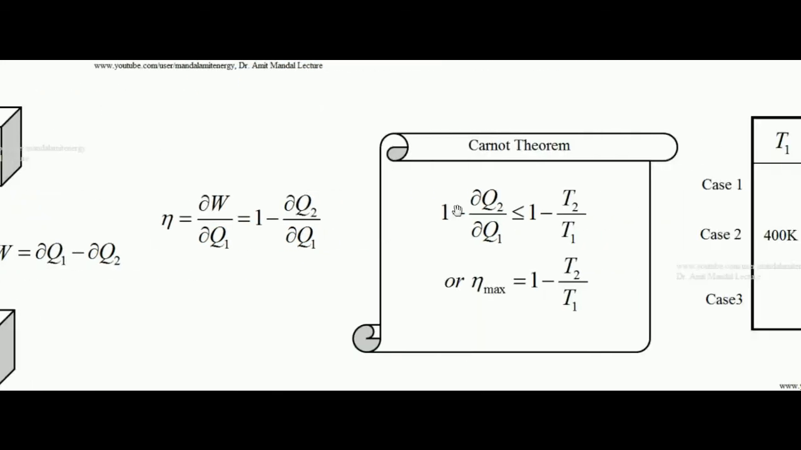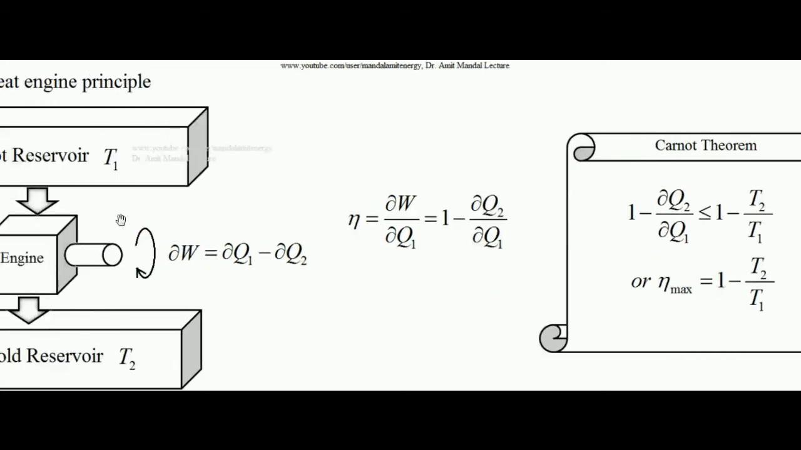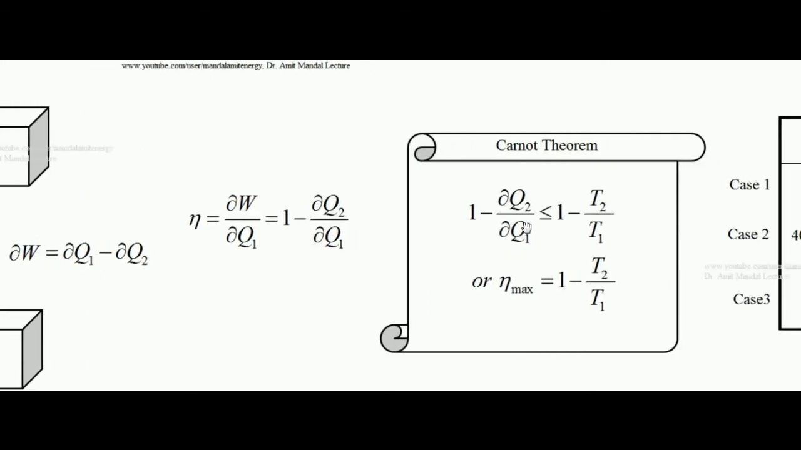Now, what is Carnot theorem? Carnot theorem says that this efficiency, 1 minus del Q2 by del Q1, is always smaller than or equal to 1 minus T2 by T1. Here T2 and T1 are the cold and hot reservoir temperatures respectively. T2 is the temperature of the cold reservoir, T1 of the hot reservoir. So it is always less than or equal to this. It means that the maximum efficiency of an engine will always be 1 minus T2 by T1. So eta max equals 1 minus T2 by T1.